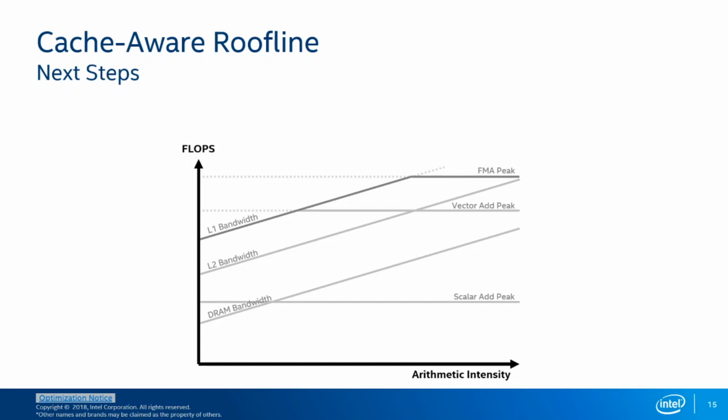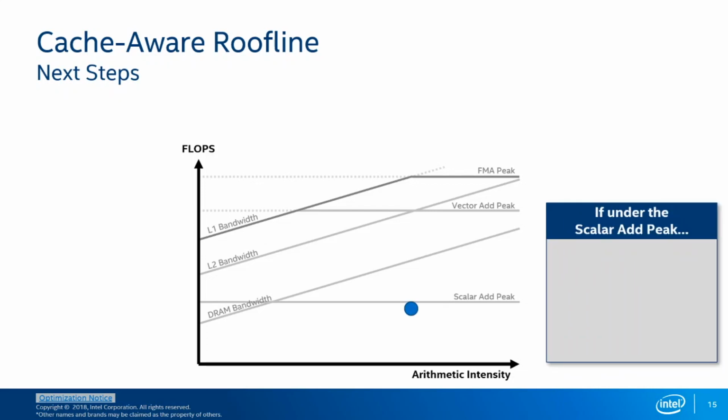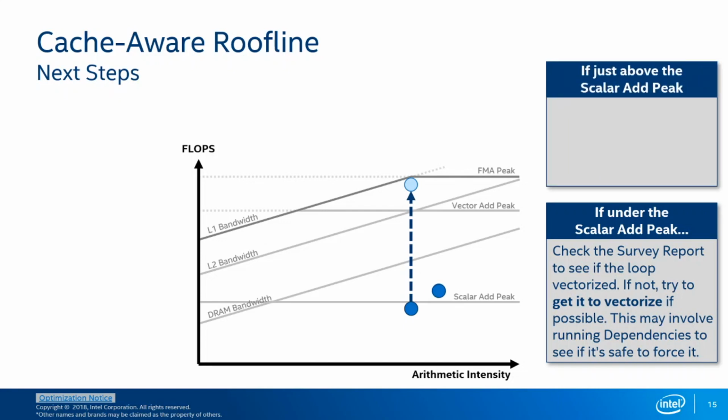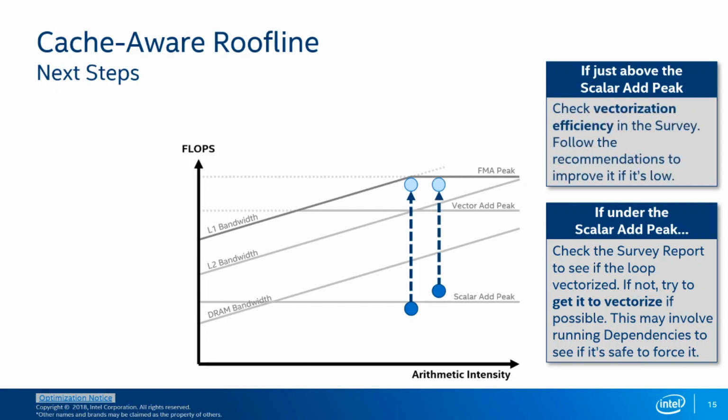If you use the roofline model, your application or your kernel, your loop, or a function, will appear as a dot somewhere on this plot. So if you appear under the scalar peak, it's likely that you're not using vector instructions, so you need to vectorize in order to go up in performance. If you land somewhere right above scalar peak, it's likely that you are vectorizing, but you're not using the full SIMD length, for example. So you could have some issues with your vector efficiency.